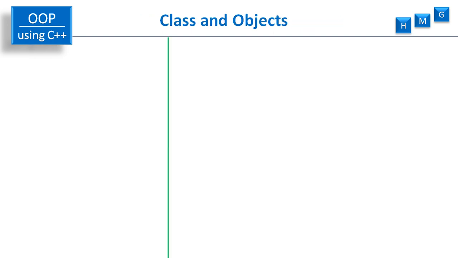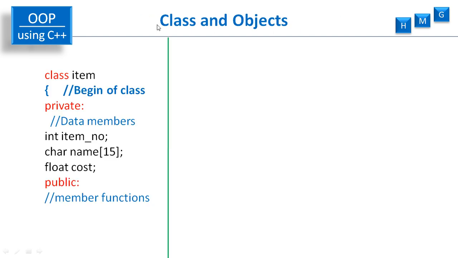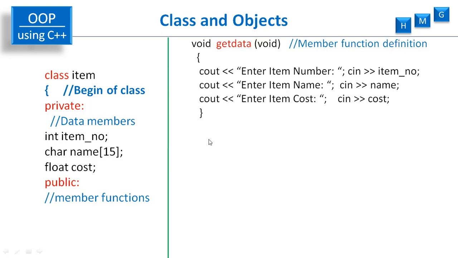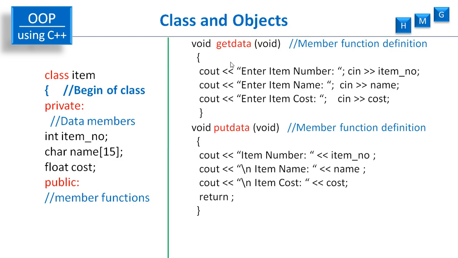Now suppose I declared the class item having 3 data members: item number of integer type, name of character, that is a string type of data, and cost of float type of data. Then in the public section I have defined the get data member function, then I have declared and defined the put data function, and the end of the class. So this is the complete definition of a class which includes 3 data members and 2 member functions.